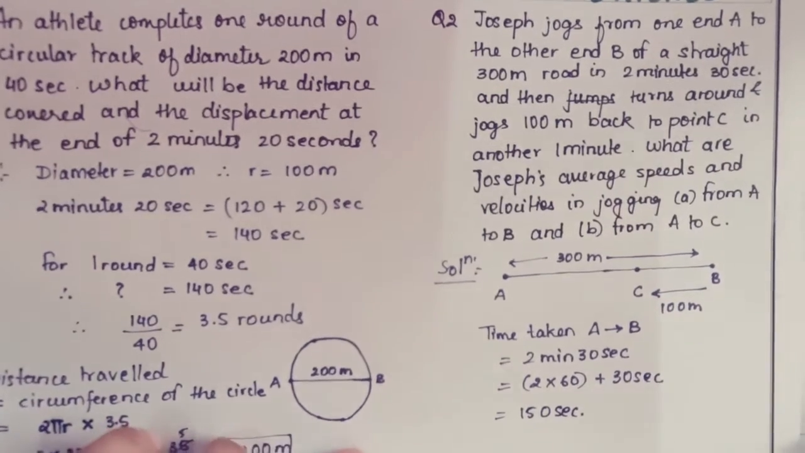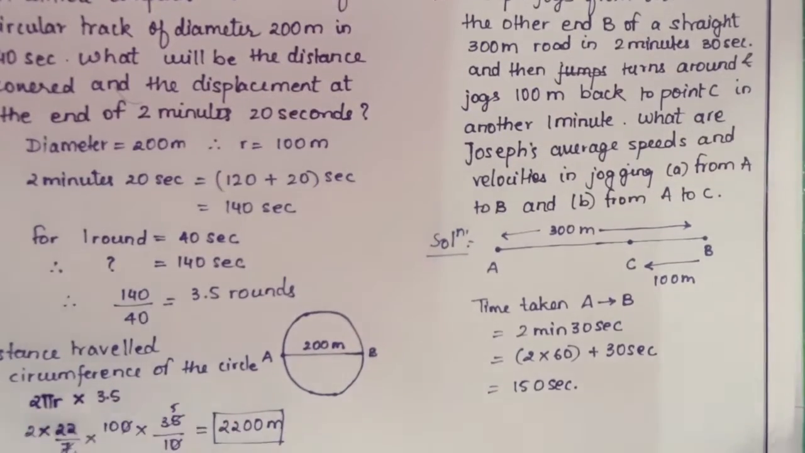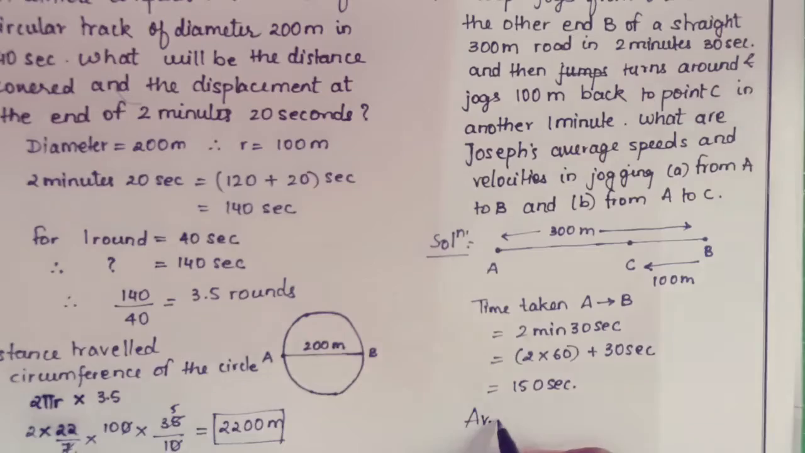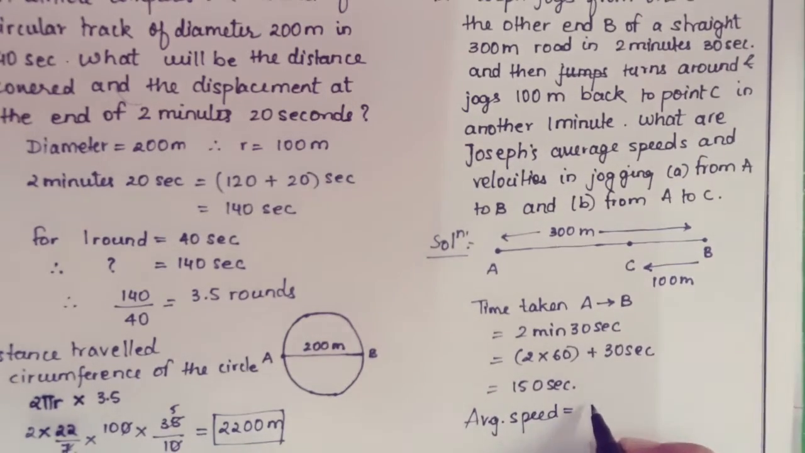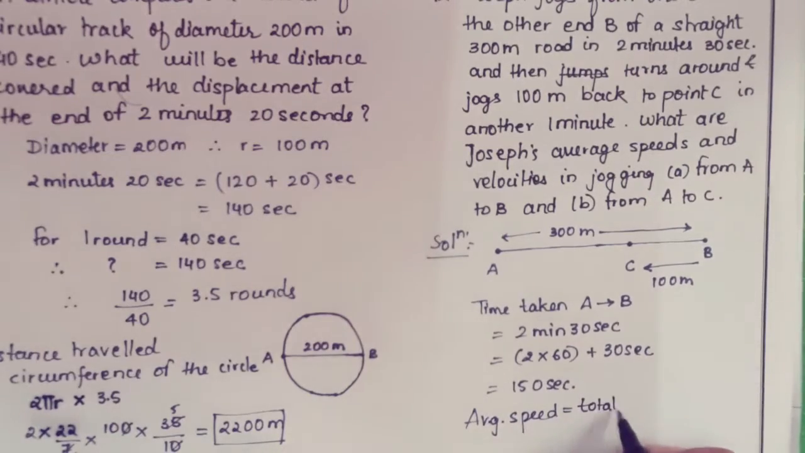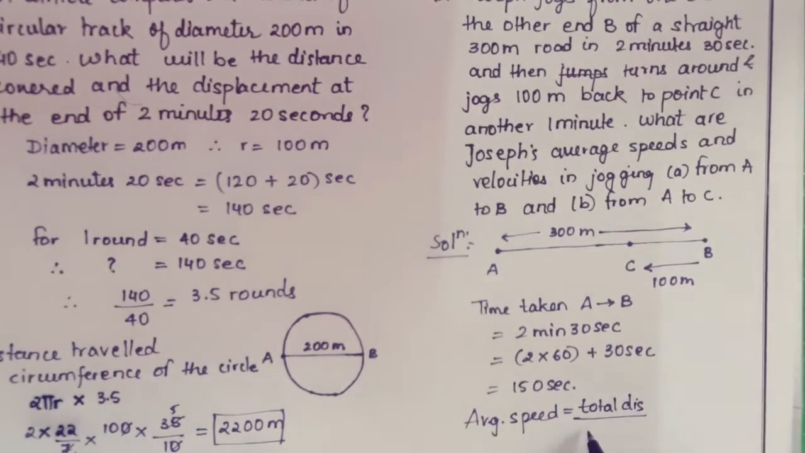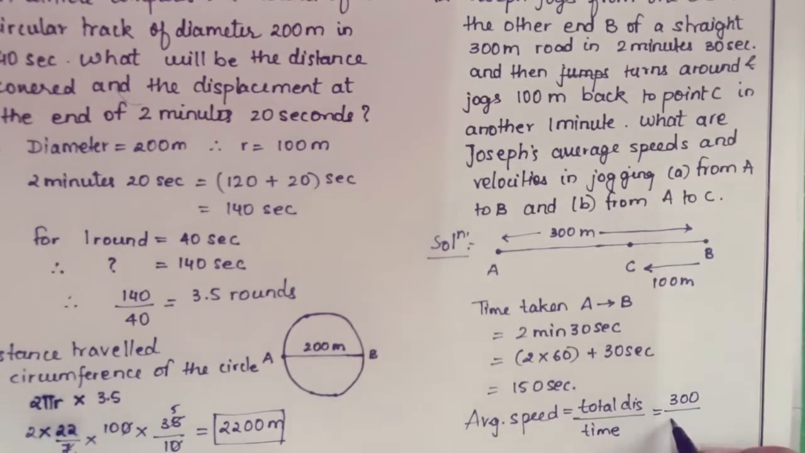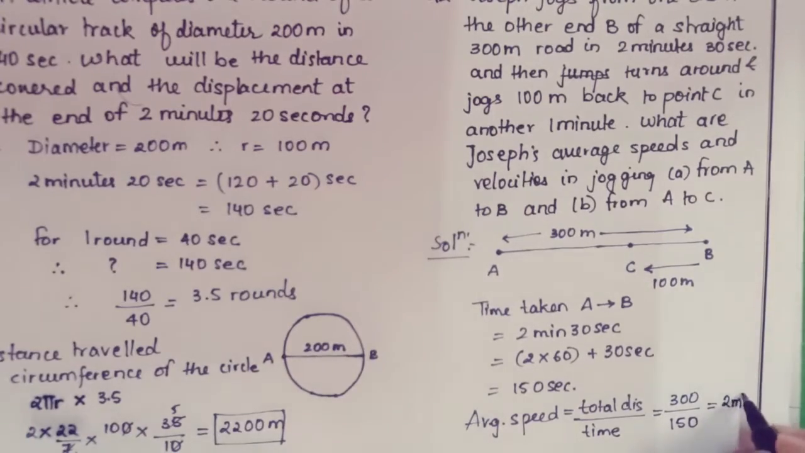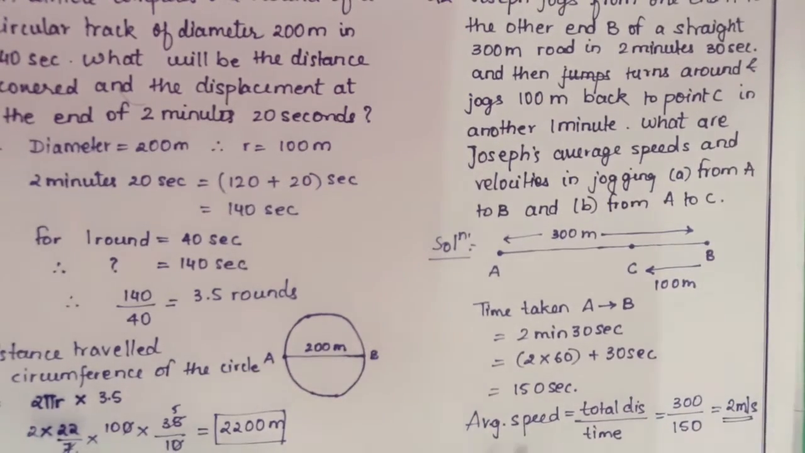Now we need to calculate the average speed. Average speed is nothing but total distance upon total time taken. So average speed is total distance upon total time taken. Total distance is 300, this we know, and the time taken is 150 seconds. So the answer will come out to be 2 meters per second. This is the answer for average speed.